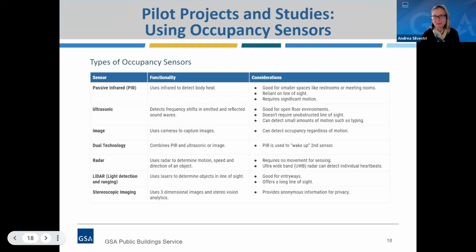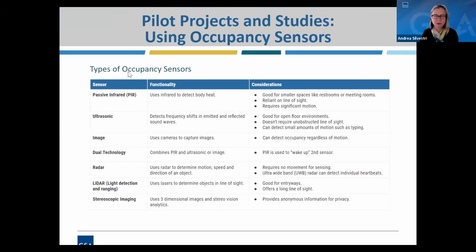So in this slide, it talks a little bit more about some of the types of occupancy sensors that are out there. I won't go through all of it, but it's good to know that different types of occupancy sensors are good for different types of spaces. For instance, a passive infrared sensor that detects body heat is great for smaller spaces like restrooms or meeting rooms. But it's reliant on line of sight and it needs significant motion. So these are the sensors where, if you're in a space and not moving, the lights turn off.